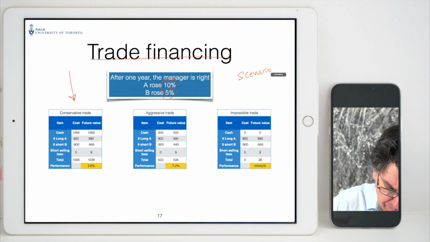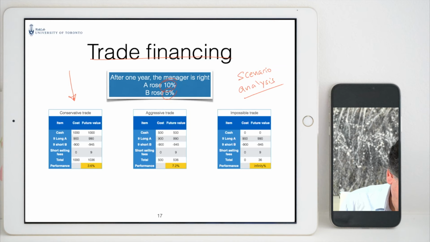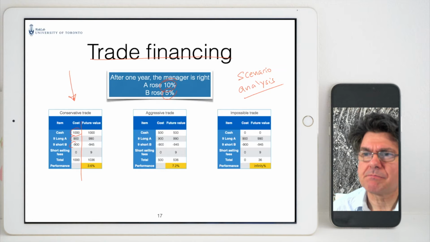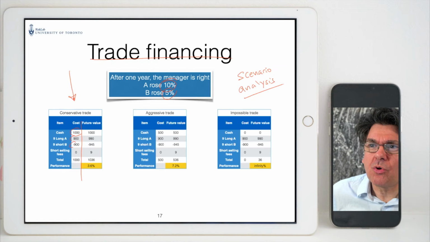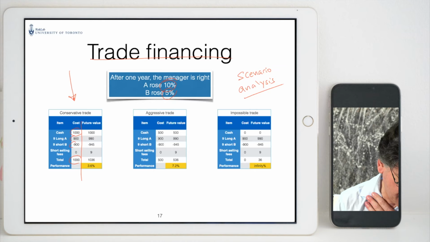We're going to do a lot of scenario analysis. It helps us understand what happens if certain things happen. Okay? So now, I have $1,000 and I buy 9 As, which costs me $900, and I go short 9 Bs. How much do I have to pay to short 9 Bs? I don't have to pay anything. They give me money. When I go short 9 Bs, I get $900 in cash. So it turns out that I still have $1,000, because the $900 I spent on A, I get back when I short my Bs. I owe $900 in stock, but I have $900 in cash. Okay?